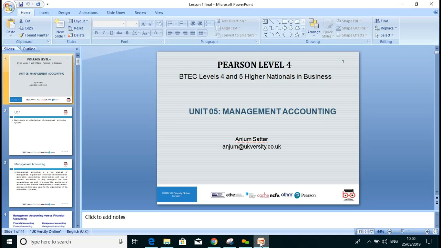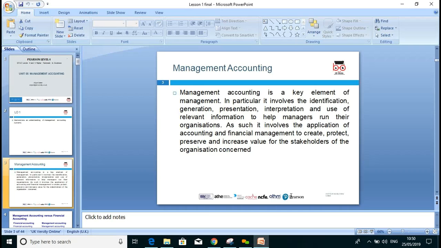Okay, anybody any question? So we know management accounting. We'll start. Management accounting is a key element of management, and it particularly involves the identification, generation, presentation, interpretation, and use of relevant information.